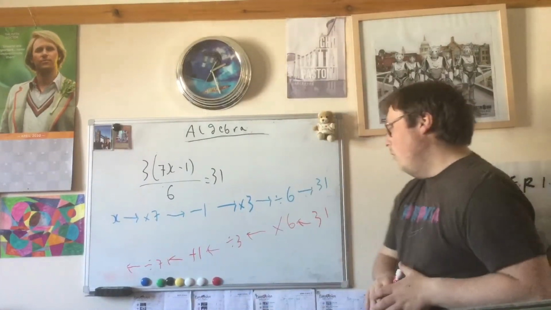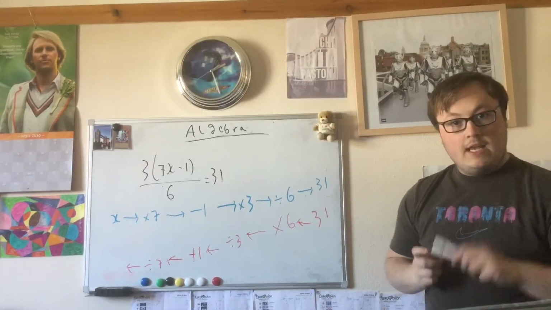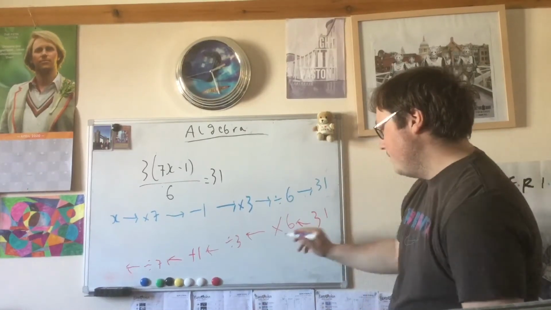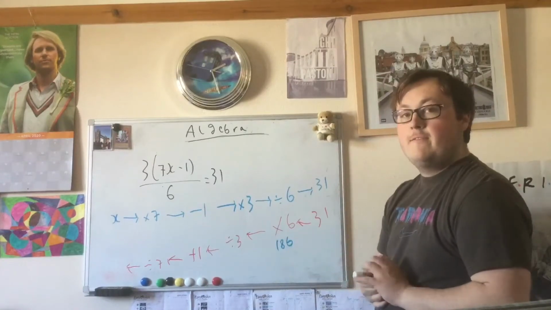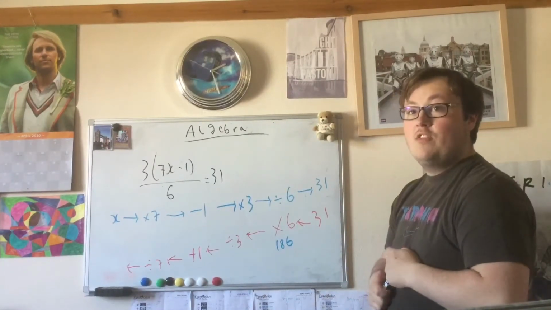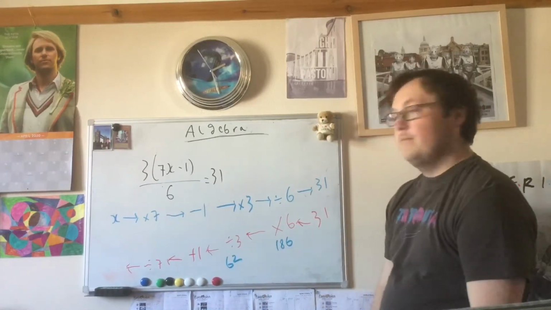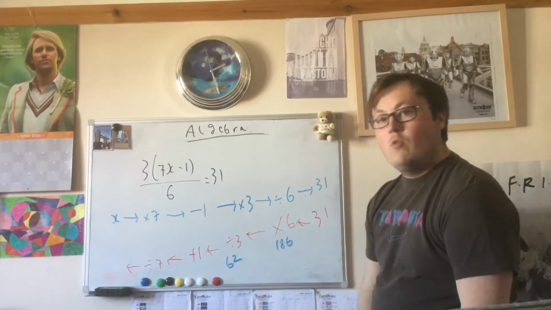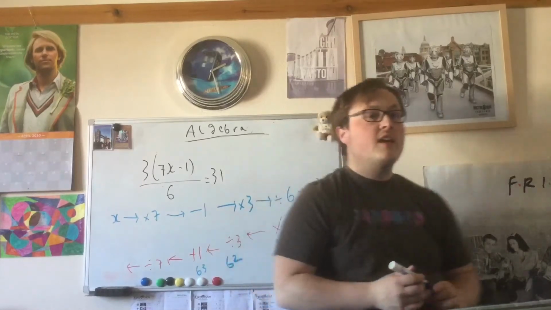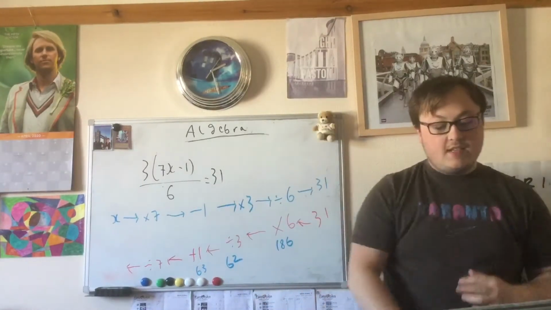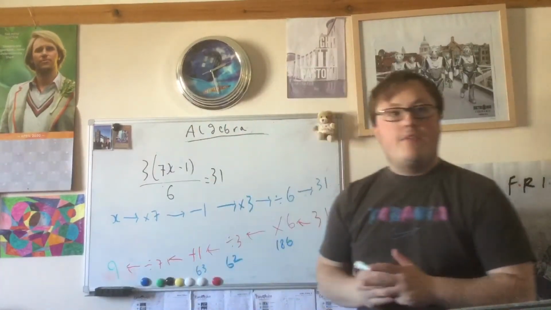So let's do it. What's 31 times 6? Well, if you did your maths correctly, you would have gotten 186. What's 186 divided by 3? If you did your maths correctly on that bit as well, you would have gotten 62. What's 62 add 1? That will be 63. And what's 63 divided by 7? Well, 63 divided by 7 will get us 9. And that's our original value.